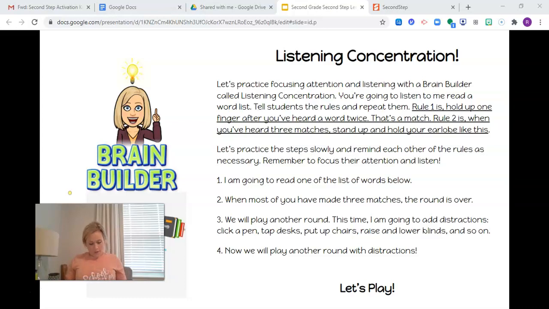Okay, so when you hear the word twice, hold up your fingers. That's a match. And rule 2 is when you've heard 3 matches, 3 in a row, different words, you're going to stand up and hold your earlobes. So here are our words. Ready? Dog, goat, sheep, cat, dog, horse, pig, chicken, cat, pig, goat, sheep, chicken, horse.